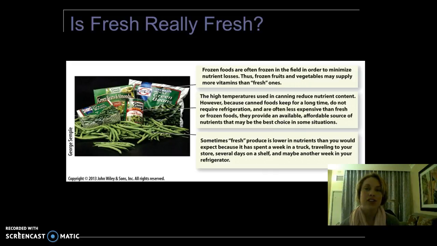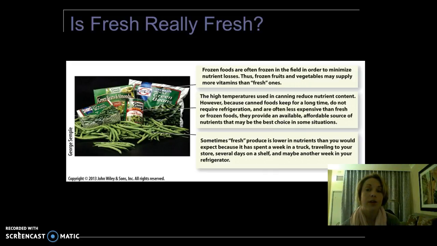So there's a lot of talk about fresh being the best choice for nutrition. When we compare fresh and frozen, we can see that frozen foods are often frozen in the field in order to minimize nutrient losses. Therefore, they might actually supply more vitamins than the fresh ones, especially those vitamins that are highly susceptible to oxidation, such as the water-soluble vitamins. High temperatures used in canning do reduce the nutrient content, but canned foods keep for a long time, they don't require refrigeration, and they're a lot less expensive than fresh or frozen foods.